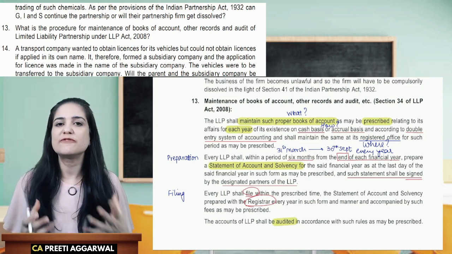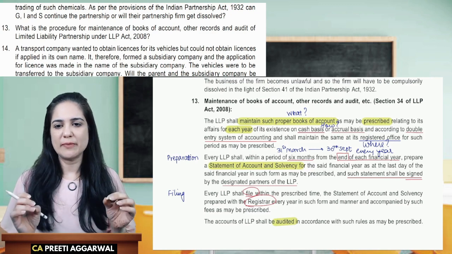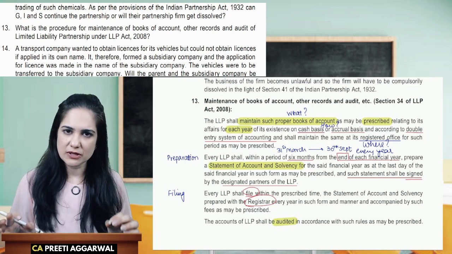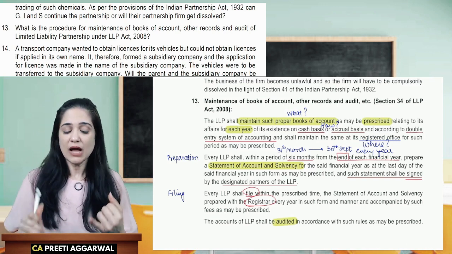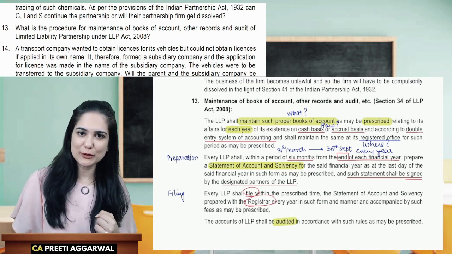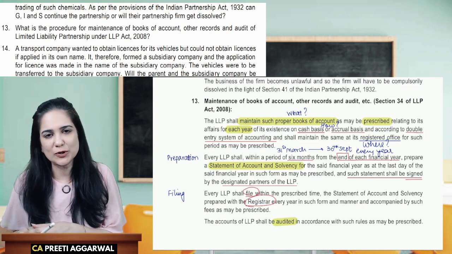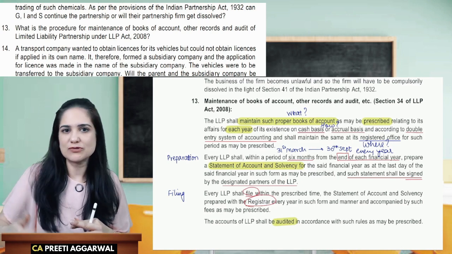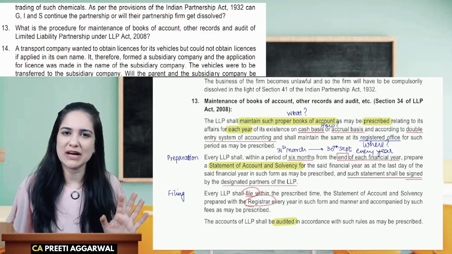See, ask yourself questions. So what is the question about? What is the procedure for maintenance of books, accounts, other records and audit of LLP? How are they going to maintain? Where are they going to maintain? For how many years are they going to maintain? What is the other statement that they are going to maintain? What about maintenance? What about filing? So keep asking yourself questions and you will come to know what the answer should be.